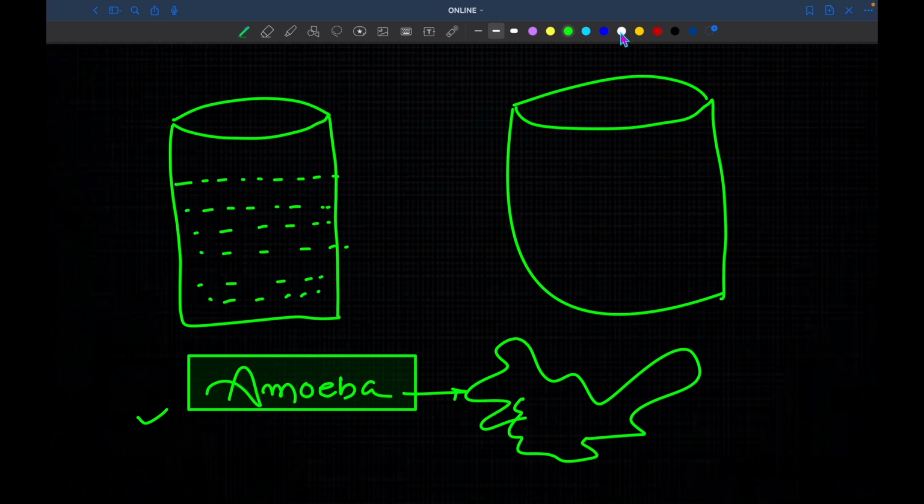In which I put this amoeba. The amoeba is placed inside a solution. If the osmotic pressure inside the amoeba body and outside in the beaker are the same, you call them isotonic solutions, right? If they are isotonic, nothing happens. That is the first case we have seen in the beginning.